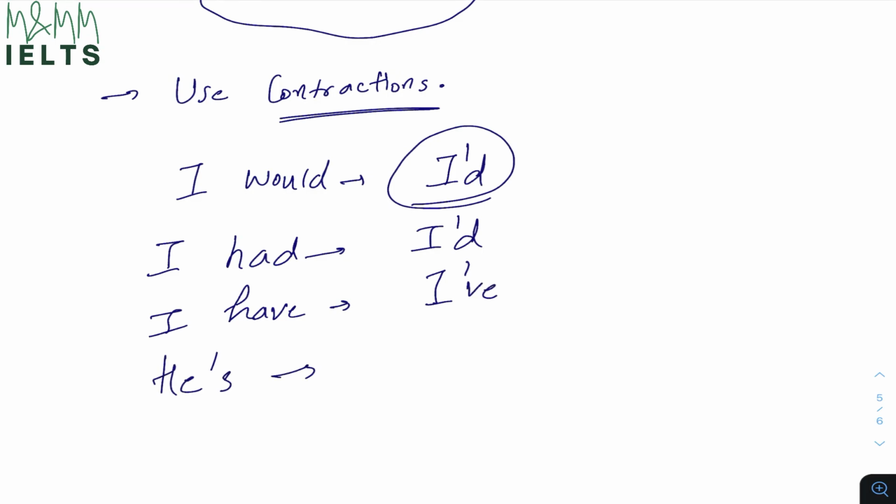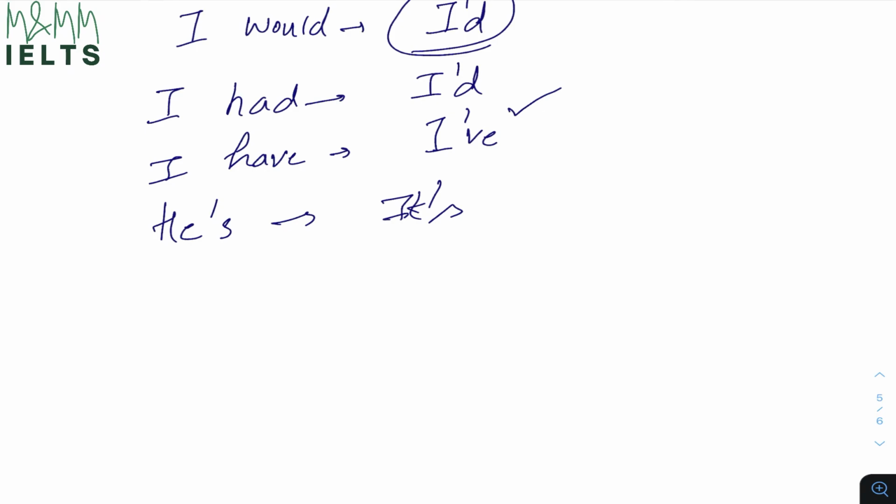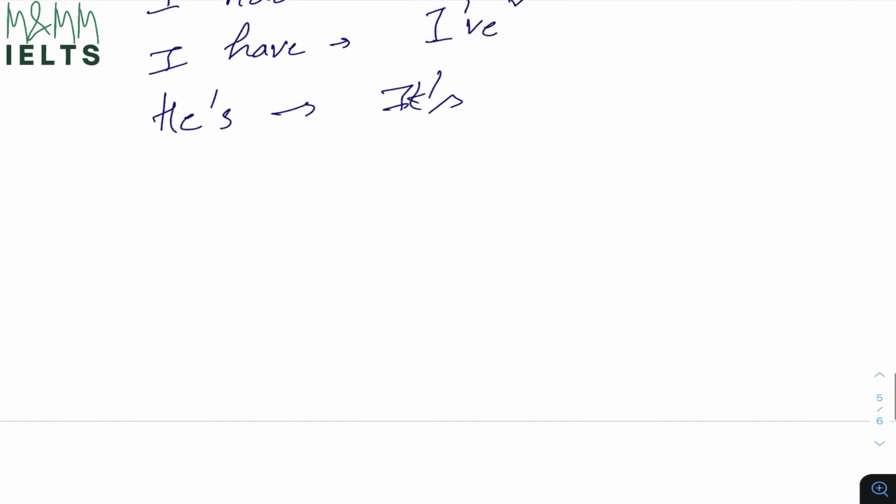He's, it's, all these kinds of words where you combine two words, they're called contractions. So prefer using those because they are informal, and the more informal things we use, the better it is going to be for the exam.